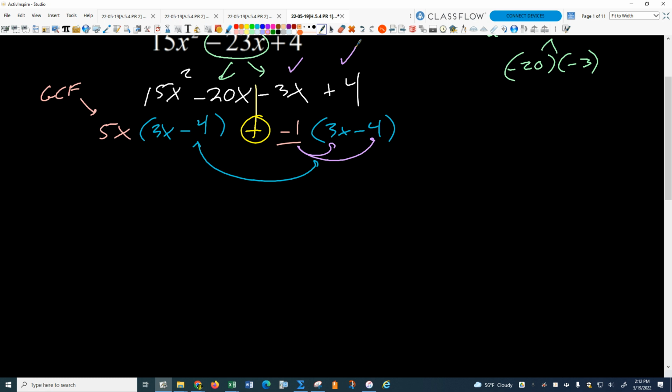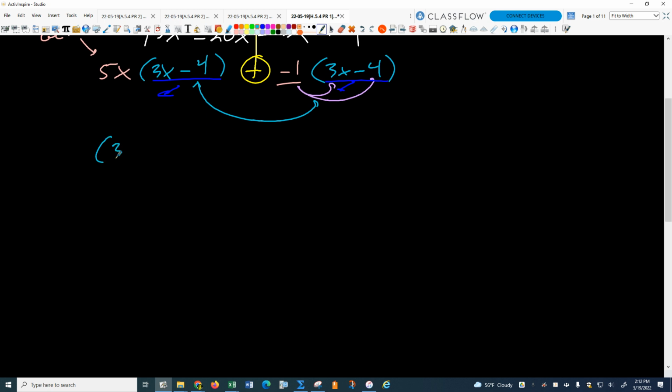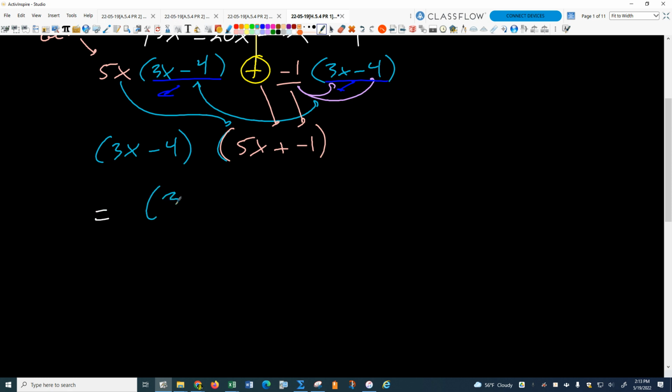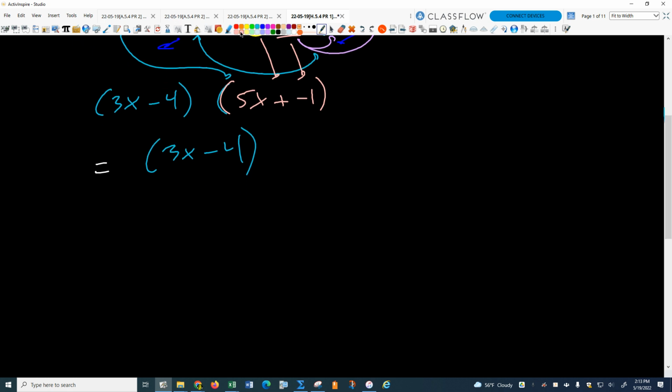And then the last step was what? 3x minus 4 and put 5x minus 1. There you go. Good. So we're going to undistribute the common blue factor from each group out to the front, right? Good job. That goes out to the front, and we end up with 3x minus 4 times 5x plus negative 1. And we would just rewrite that as 3x minus 4 times 5x minus 1, right?